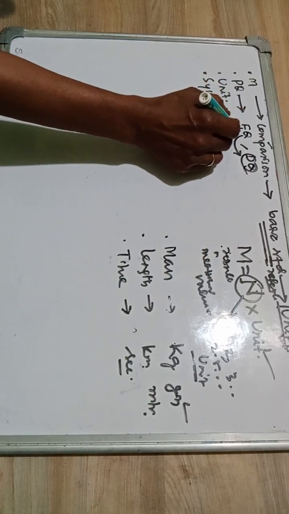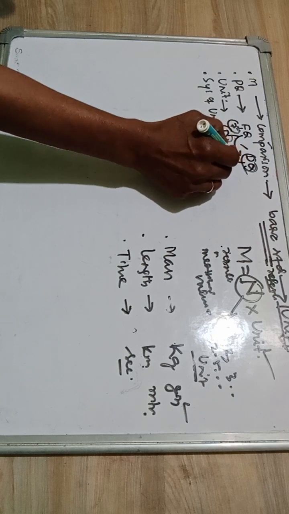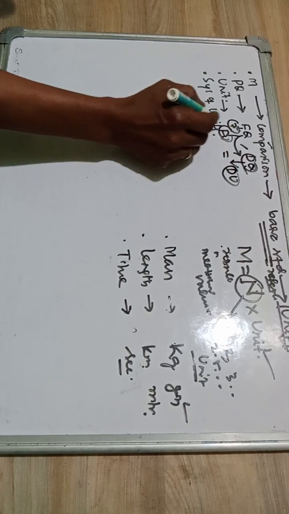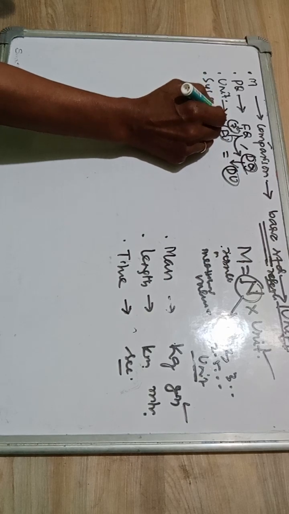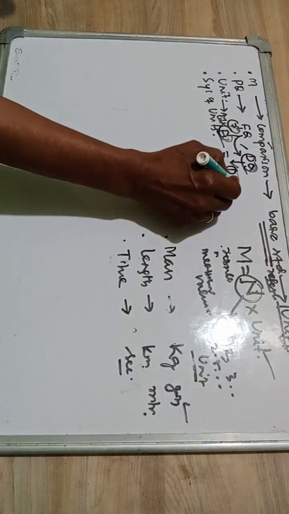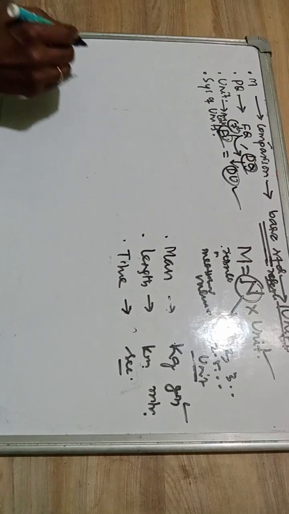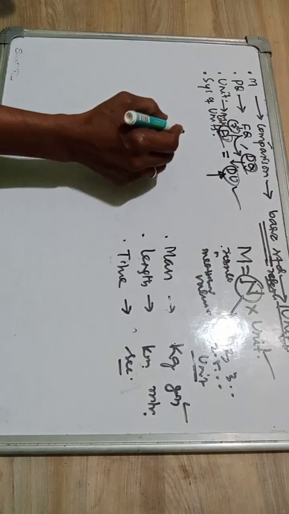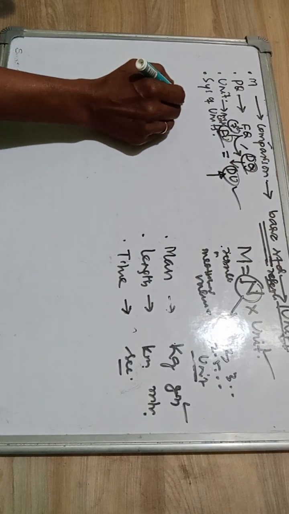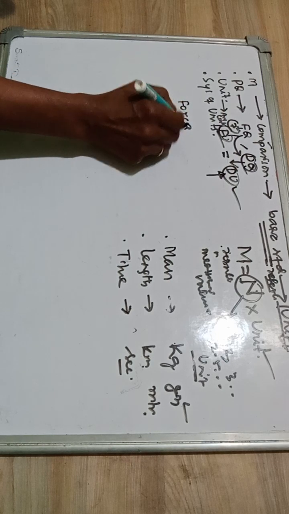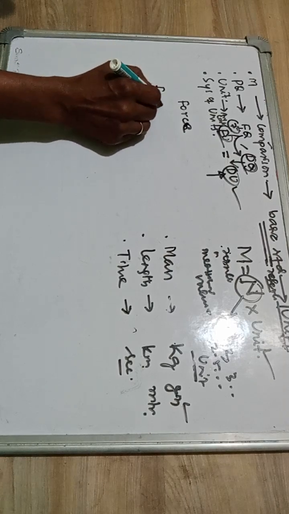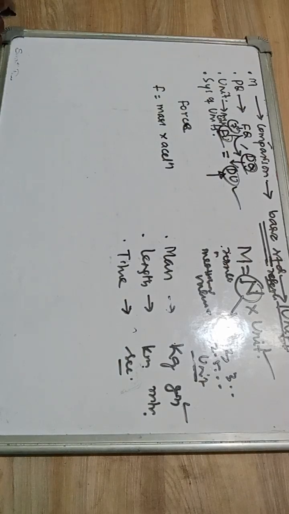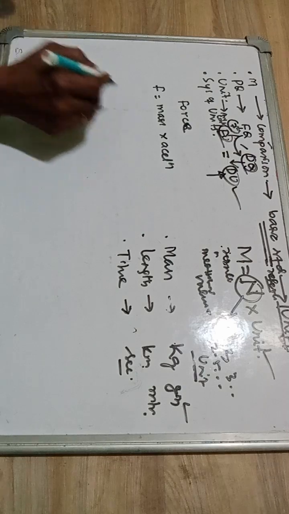Units of fundamental quantities are the fundamental units, and units of derived quantities are derived units. That means derived units are nothing but arithmetic combination of fundamental units. For example, to find unit of a derived quantity, suppose our quantity is force. Force is mass into acceleration of a moving object.